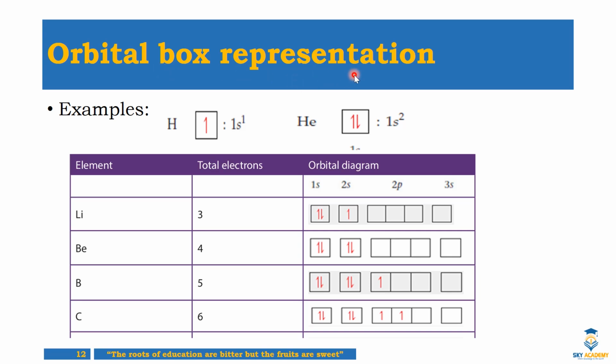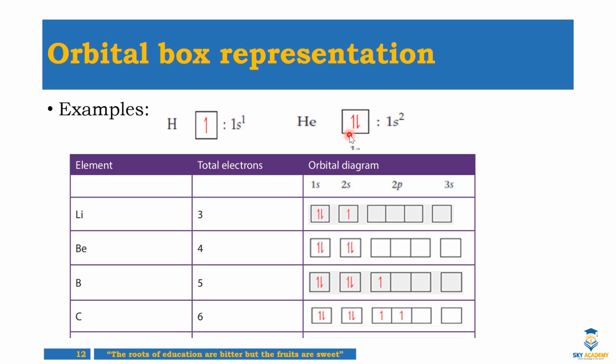For the orbital box representation, we also need to put the electrons in the orbitals in boxes like this. For example, hydrogen, as we have seen, is 1s1. So in the box we put one electron, because that is what hydrogen accommodates. When we come to helium, it is 1s2, so we put two electrons.